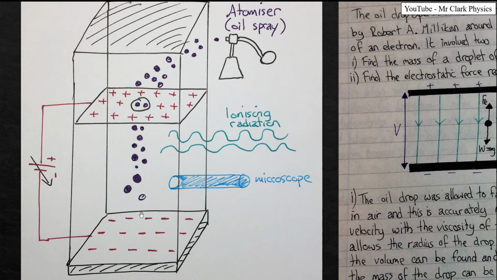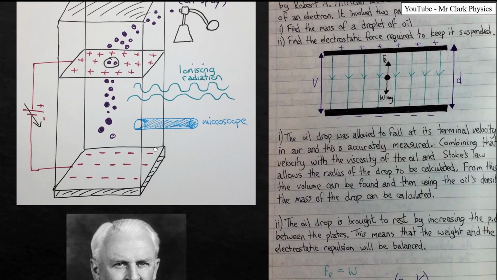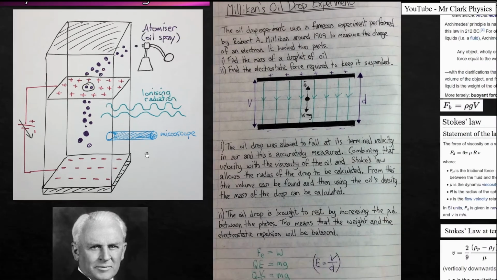Because they have a charge, what you can then do in part 2 of the process is you can work out how big that charge is by finding the voltage required to suspend it. You see, there is weight pulling the droplet down, and when you have the second part, there is an electrostatic force pushing it back up. And that's the basis of his experiment.